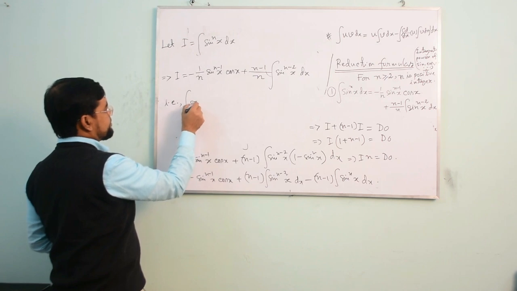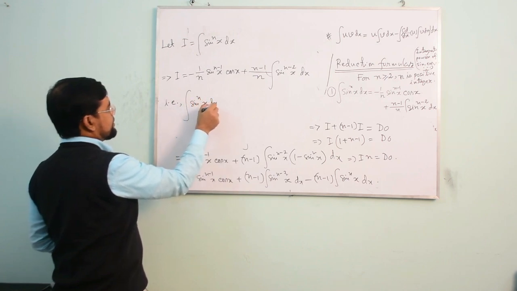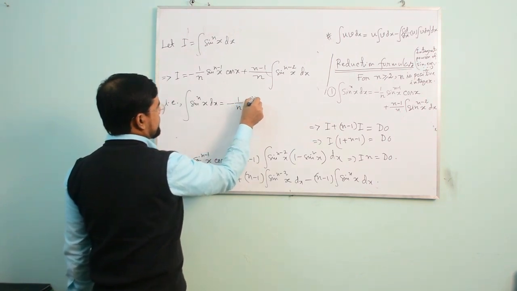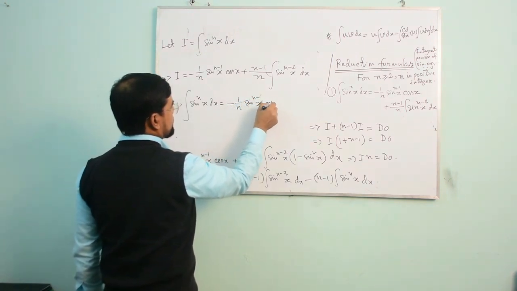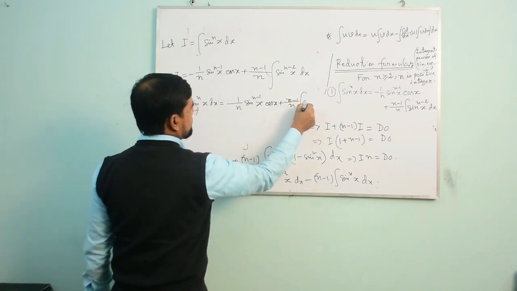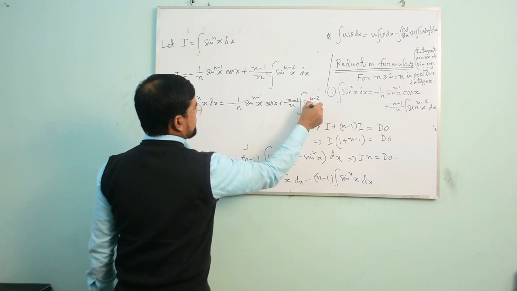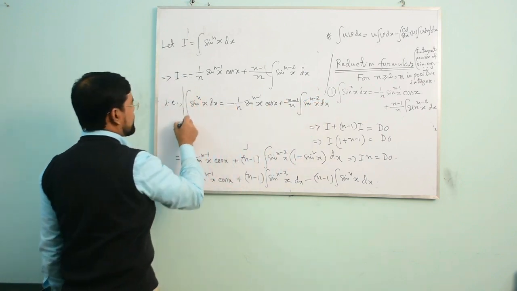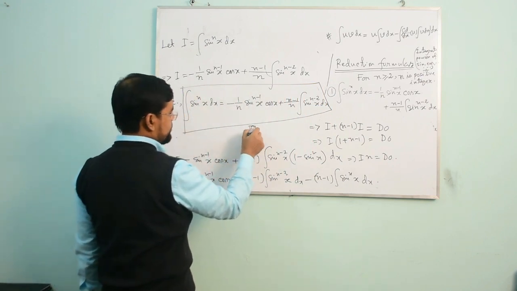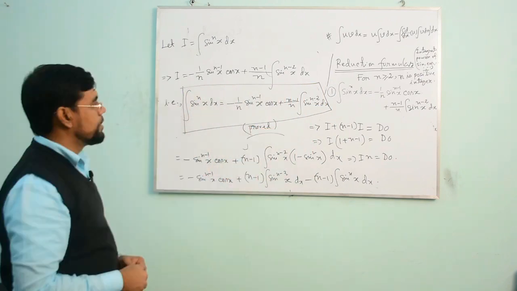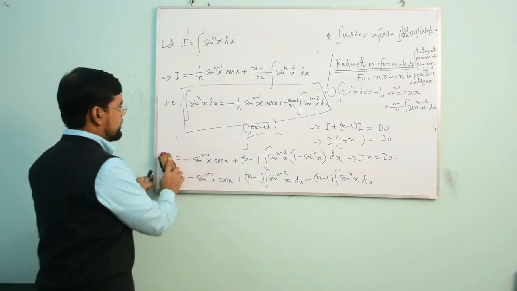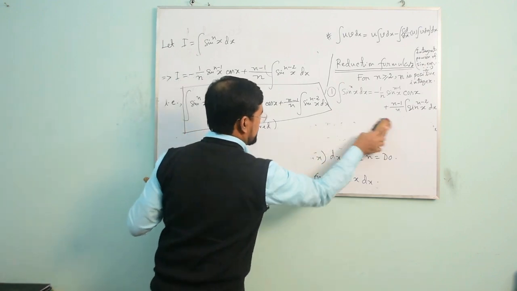That is, integration of sin^n x dx equals minus 1 by n sin^(n-1) x cos x plus (n minus 1) by n integration of sin^(n-2) x dx. So this is the formula we want to prove. And similarly you can prove the other formula for cos x.